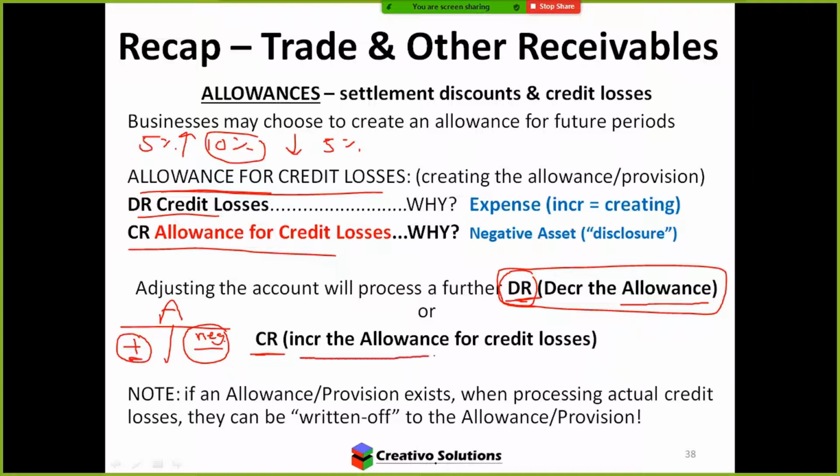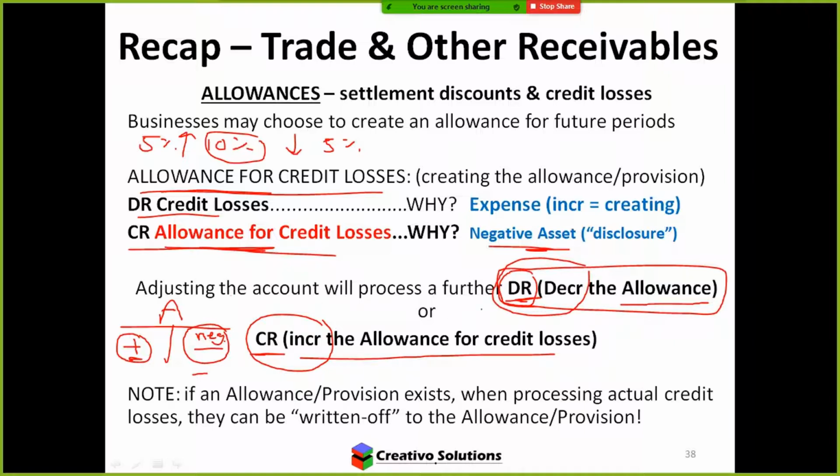Right, if you had to increase the allowance, then you would do the opposite. Because this account is a negative asset, to increase the negative amount, you have to minus more. So you'll process more credits to increase it. So credit to increase, debit to decrease for an allowance. Right, but that you don't have to study.